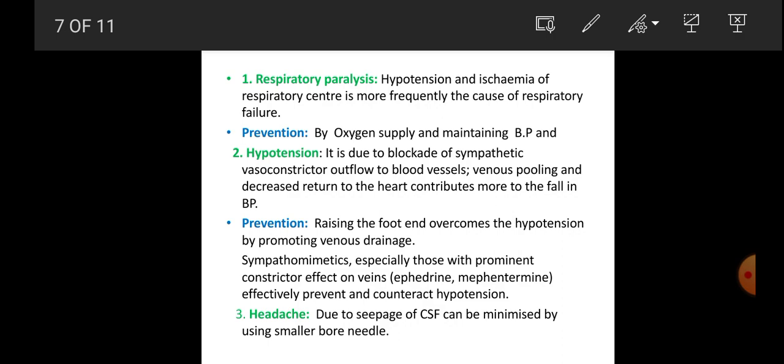This question and answer I will also make very fine in the further videos, so that you can learn and write this question as it is as an answer in your examination, so that you can get good marks in your theory examination. Well, let's come to the first complications of spinal anesthesia. One is respiratory.